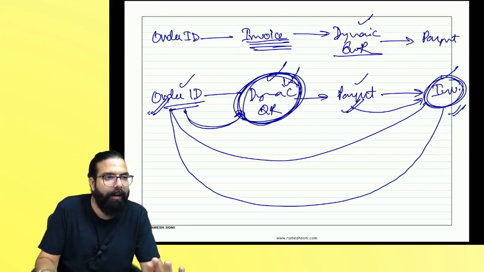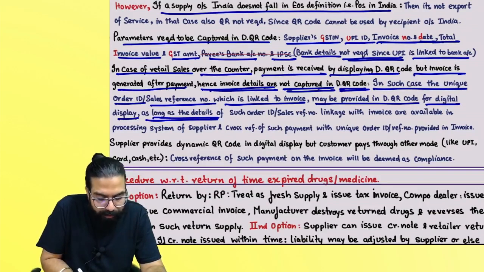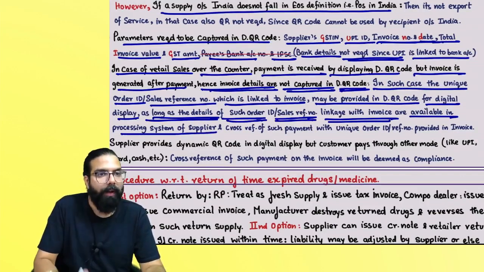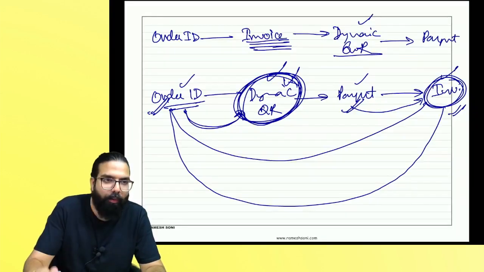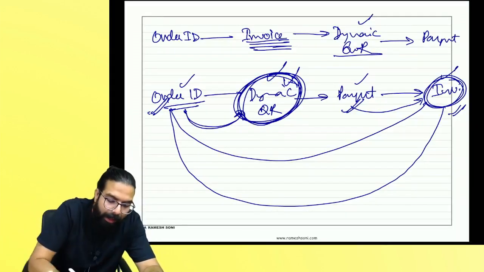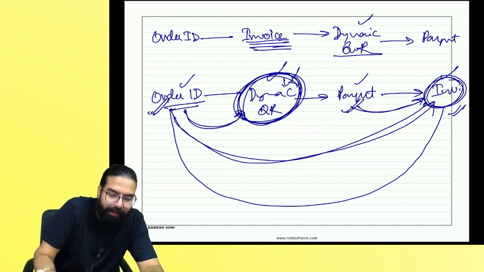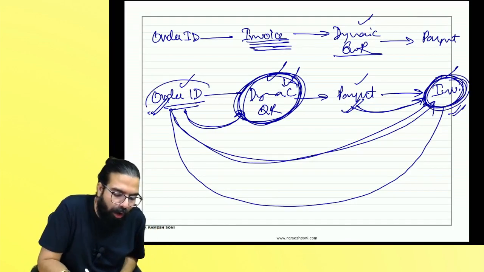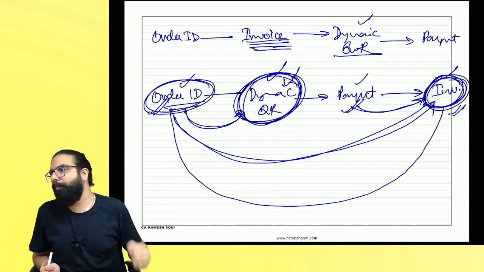The order ID may be provided in the dynamic QR code for digital display, as long as the details of such order ID, sales reference number, and linkage with the invoice are available in your processing system, and cross-reference of such payment with the unique order ID you are providing in the invoice. It will be deemed as compliance. Basically, if you put this order ID in the invoice and also the payment detail in the invoice, it will be deemed as compliance. And also in your system, the invoice to order ID linking should be there, that against this order ID, this invoice was generated. Is my point clear to all?